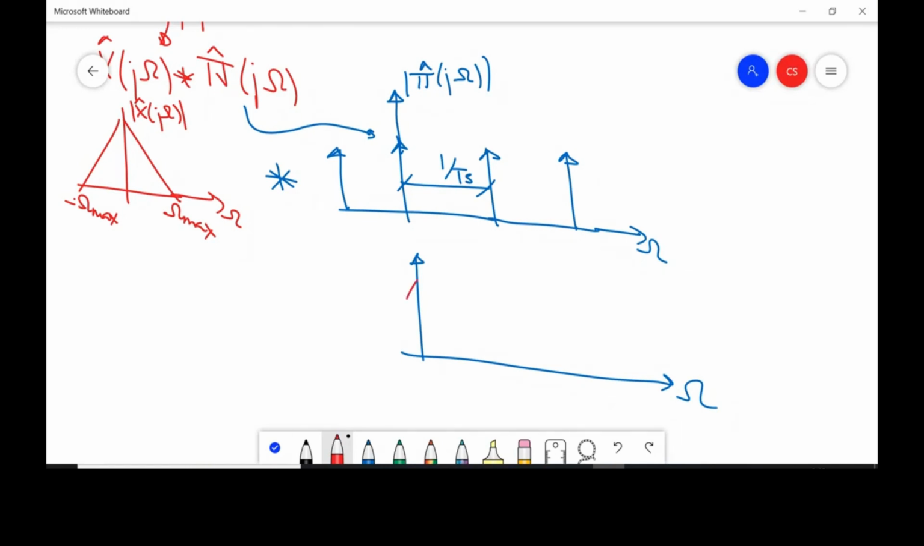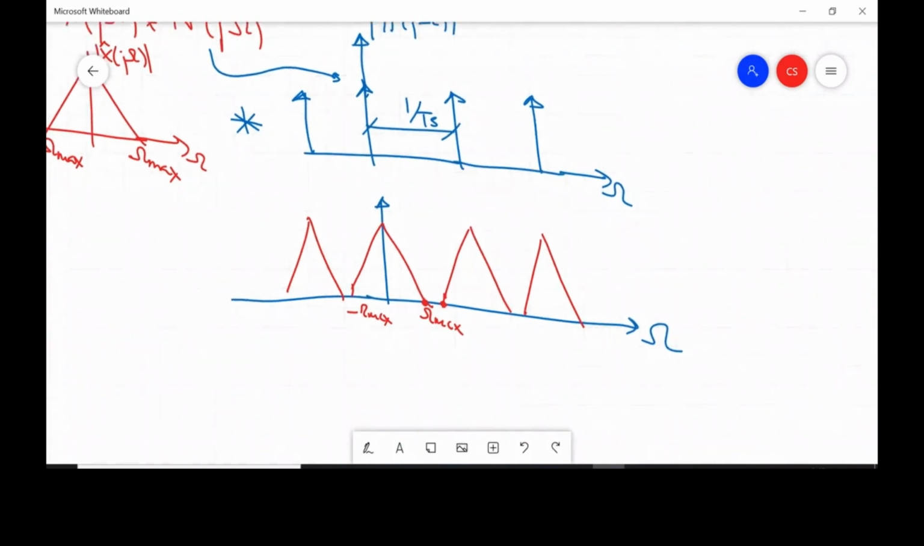That means that we have to copy it to every one of these positions. And then we have here omega maximum, and this is minus omega maximum. What about this point here? This point is 1 over Ts minus omega maximum.